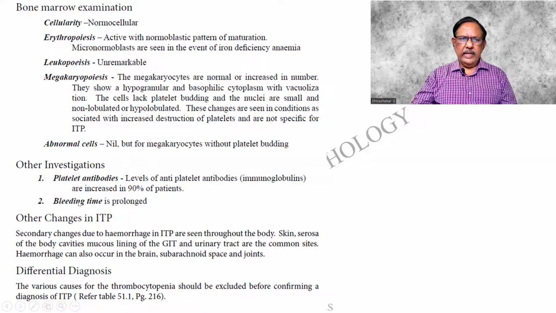And these are the antibodies, and what are the investigations. What can be the other changes? Bleeding, it can be throughout, etc. And the differential diagnosis you people can mention.